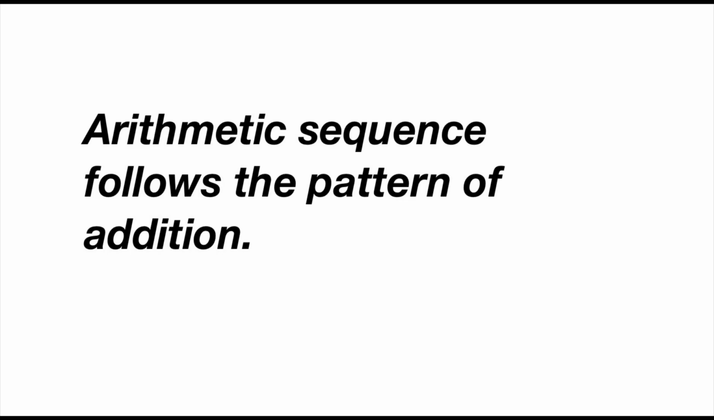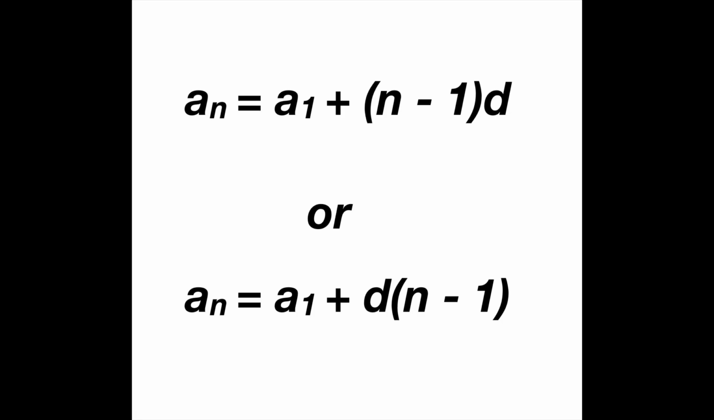So let's first talk about the steps that we will need to take when we are finding the nth term. There is a formula that you will have to use when you are dealing with any math problem that has to do with arithmetic sequences. And the formula is simply a sub n is equal to a sub 1 plus parentheses n minus 1 close parentheses d. Or you might see some books write it as a sub n equals a sub 1 plus d open parentheses n minus 1 close parentheses.